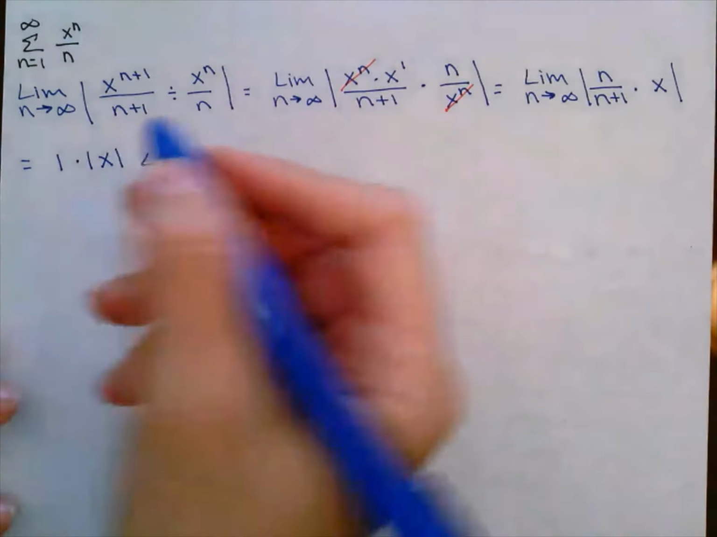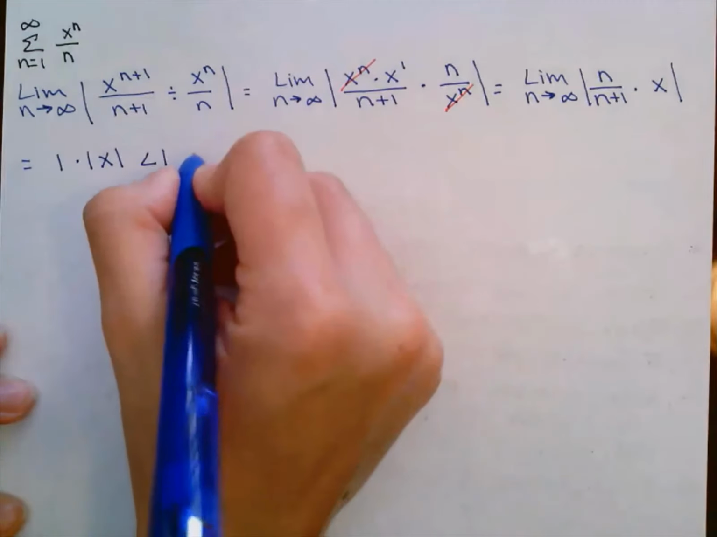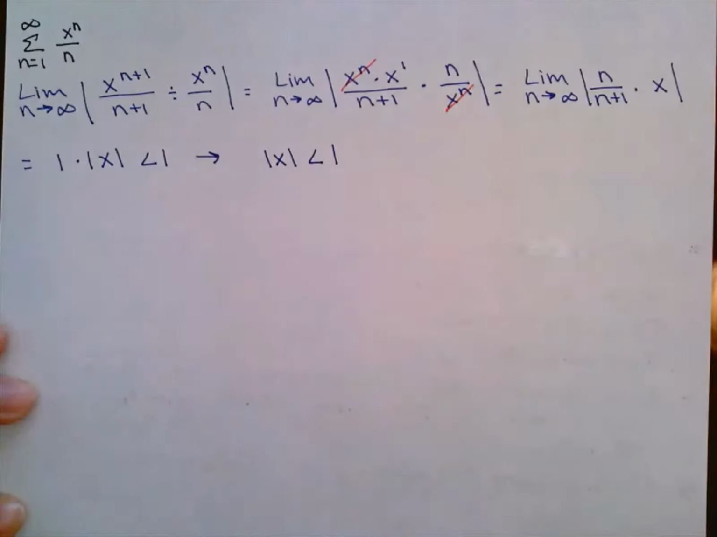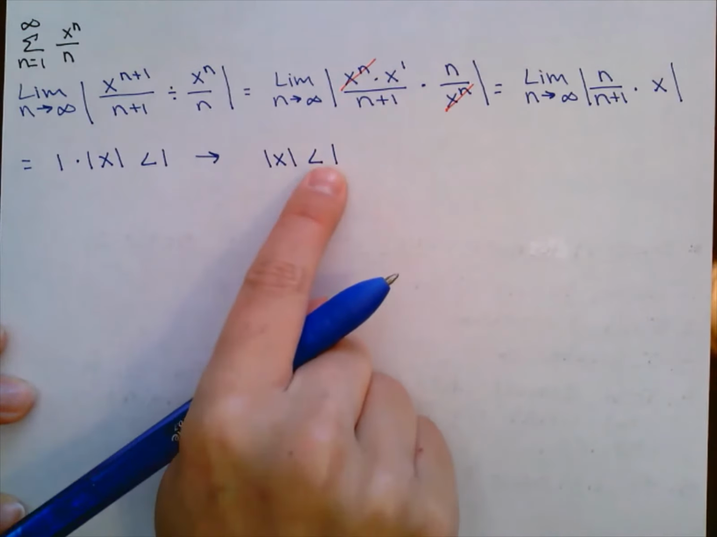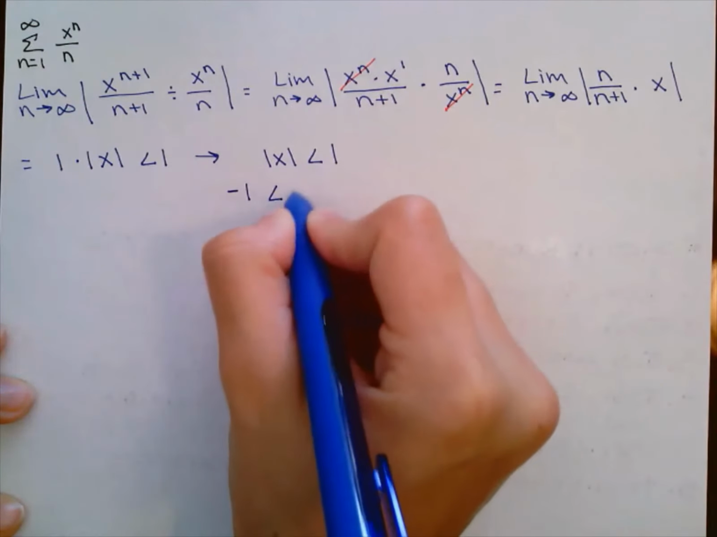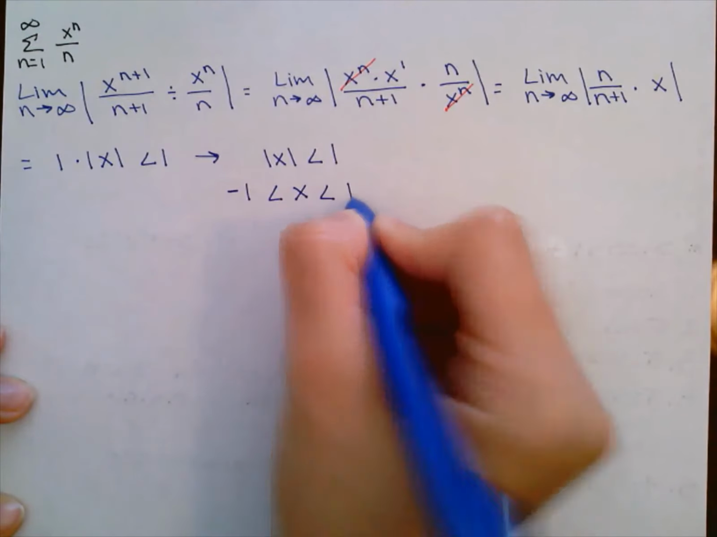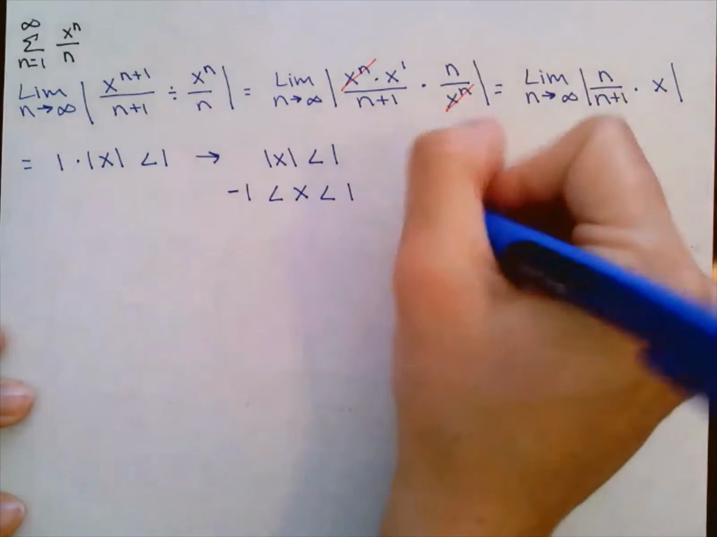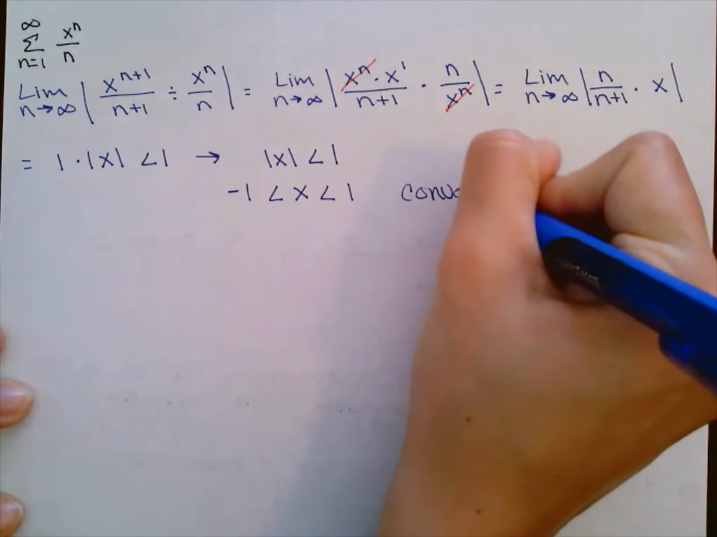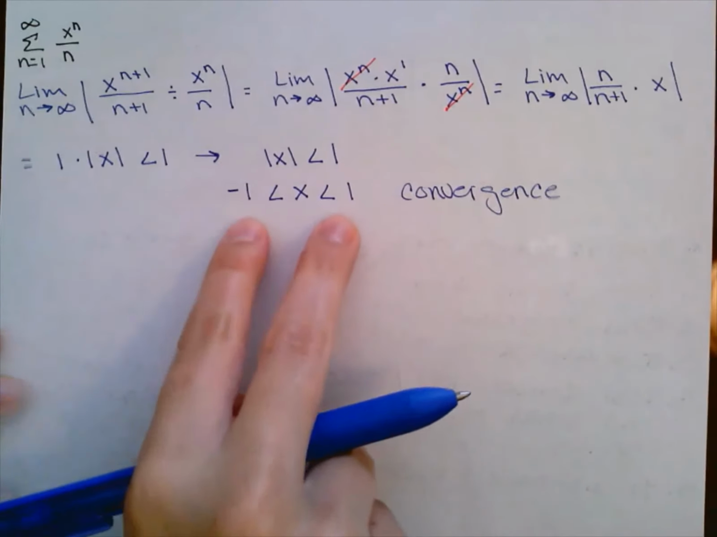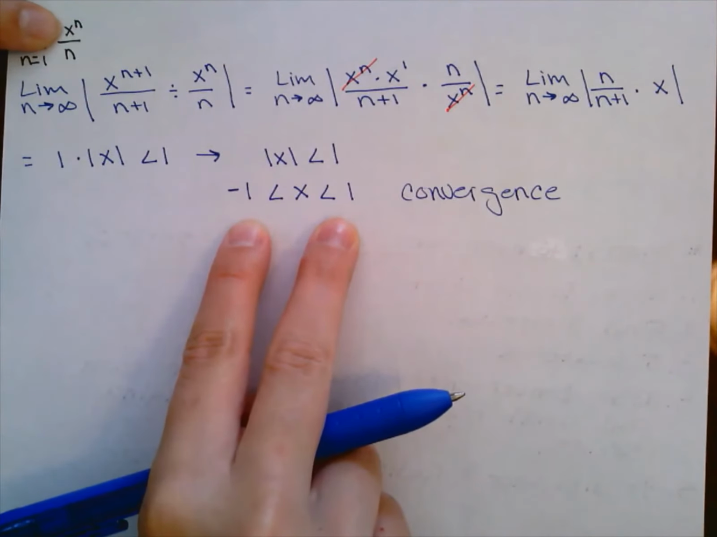So absolute value of x, 1 times absolute value of x is just absolute value of x, has to be less than 1 in order to converge. In order to drop the absolute values, I have to put plus or minus of this number. So I put the negative 1, I drop the absolute value, and 1. So in order for it to converge, here's my interval so far for convergence, right? Next step is to test my endpoints by plugging them into the x.